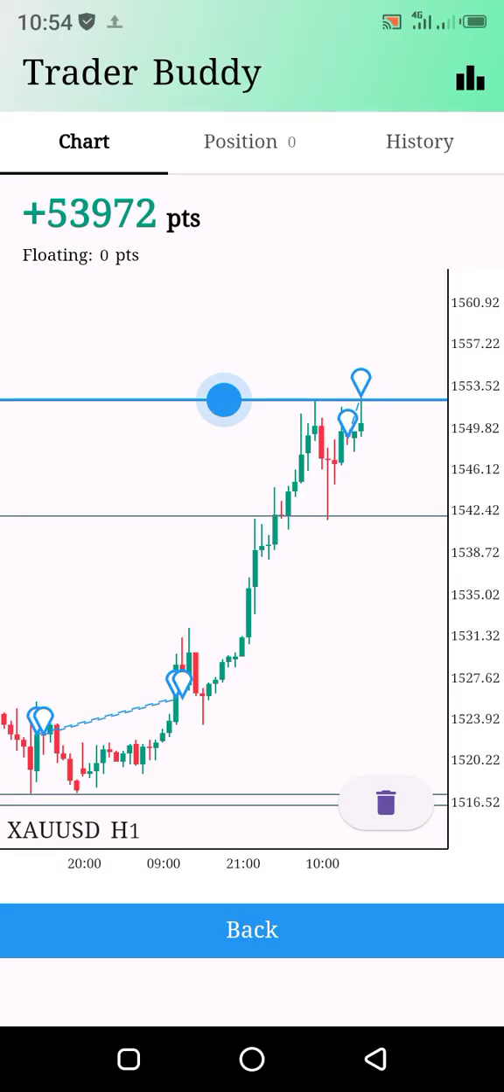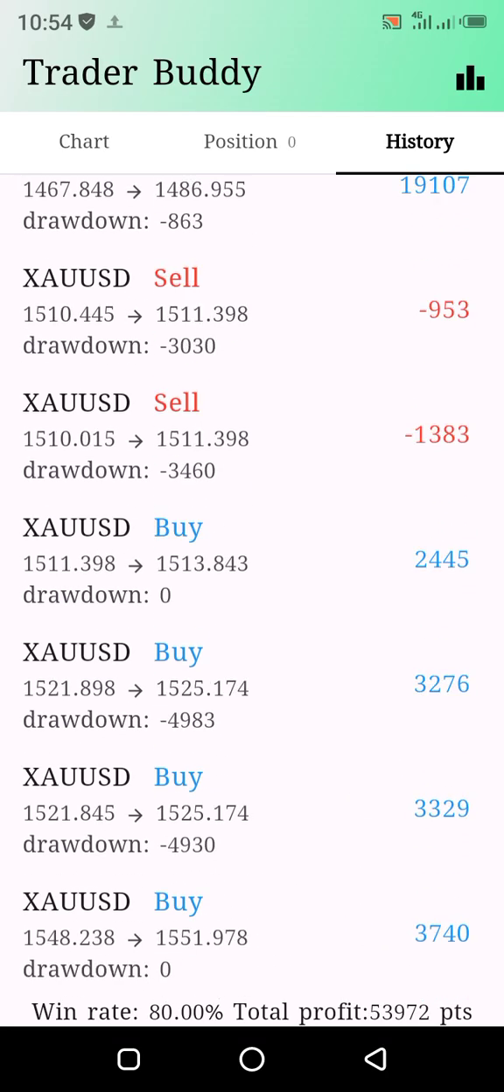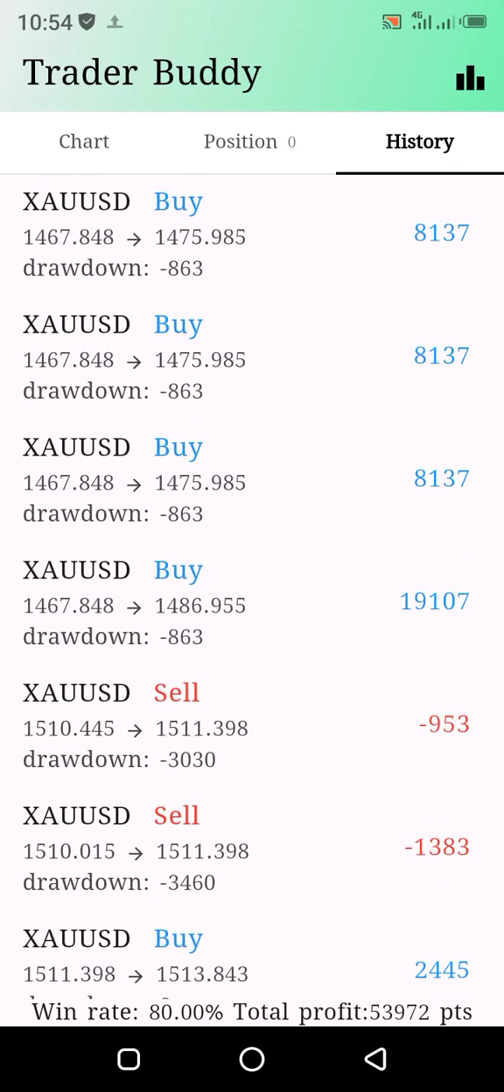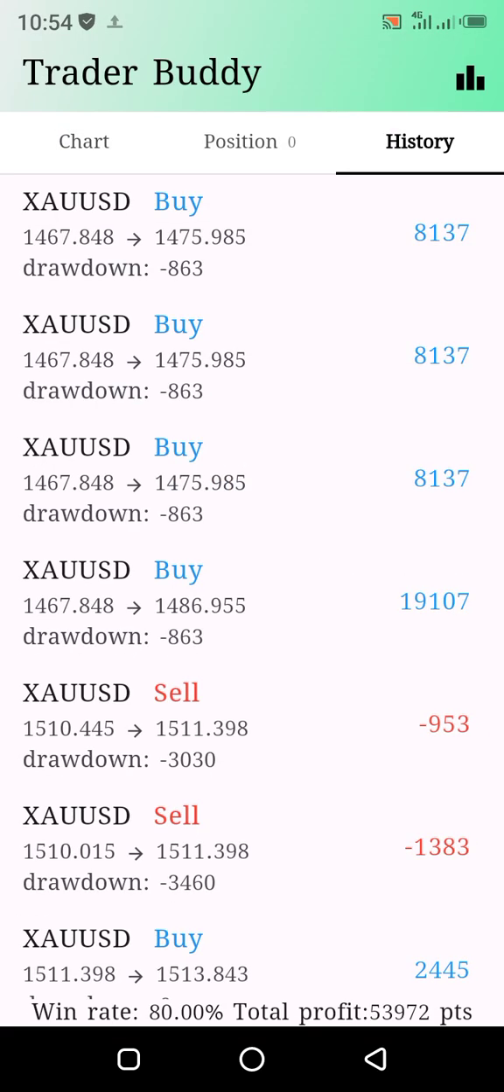If you go to history, you see that our win rate has been almost 80%, and we made over 53,000 points. If you go to the risk to reward, you see that we risked only 19,000 to make 53k. So that's a good win rate.